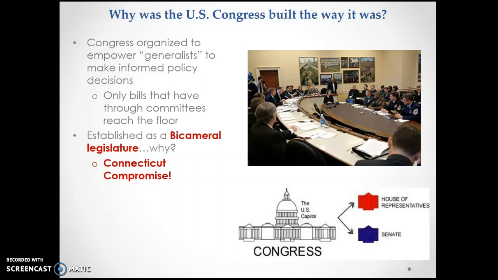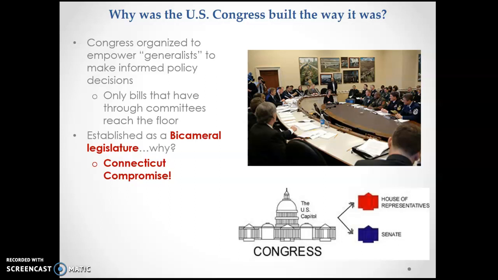Small states like New Jersey, with the New Jersey Plan, wanted every state in America to have equal representation, right? And big states like Virginia, with a lot of people, said no, that's not fair. We have way more people than you do, New Jersey. We need to have it based on population. And so, for the 20th time this year, that resulted in the Connecticut Compromise, the Great Compromise, where they said, fine, we'll do both.